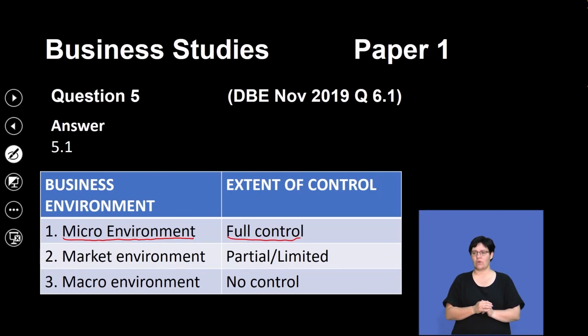Now, the microenvironment, the business has full control over. So we determine what we want our mission and vision to be, what strategy we want, who we want to employ in the business, what the organization culture of the business is. We have full control over that. Doesn't mean because we have full control over that we're going to be successful. There's a lot of other factors there, but we have full control.